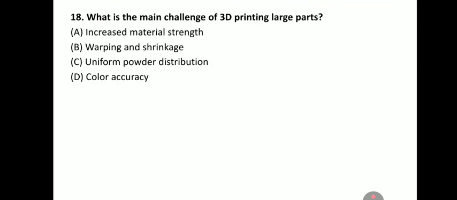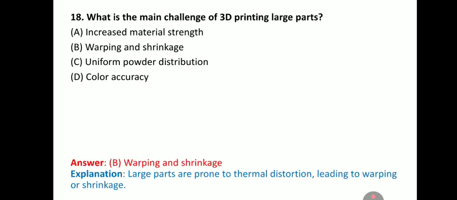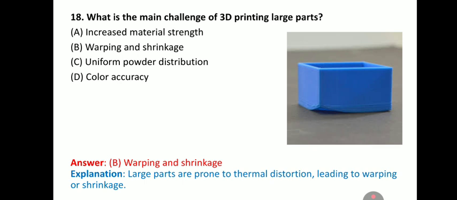Next question, what is the main challenge of 3D printing large parts? The answer is warping and shrinkage. So large parts are subjected to warpage and shrinkage.